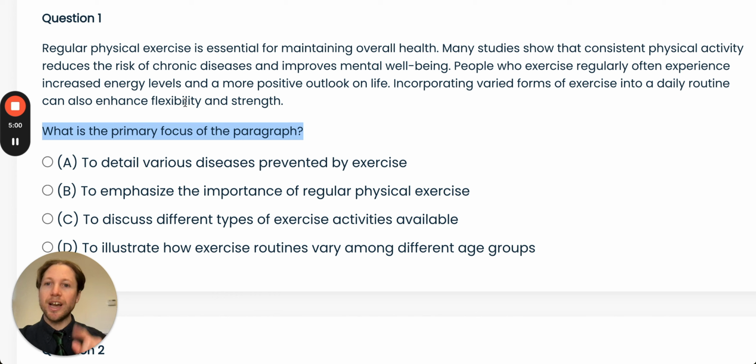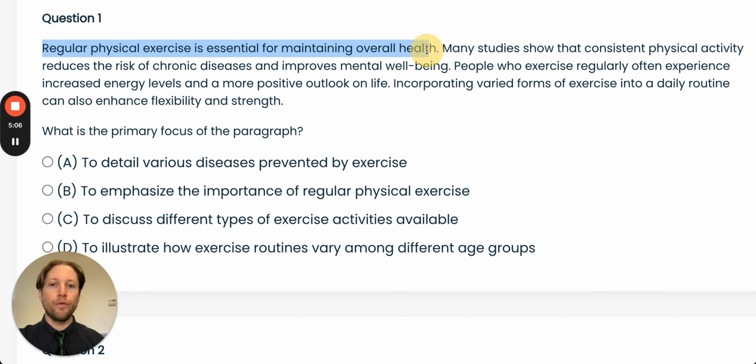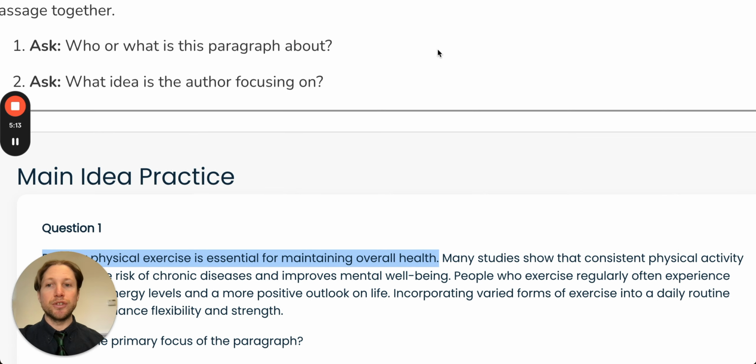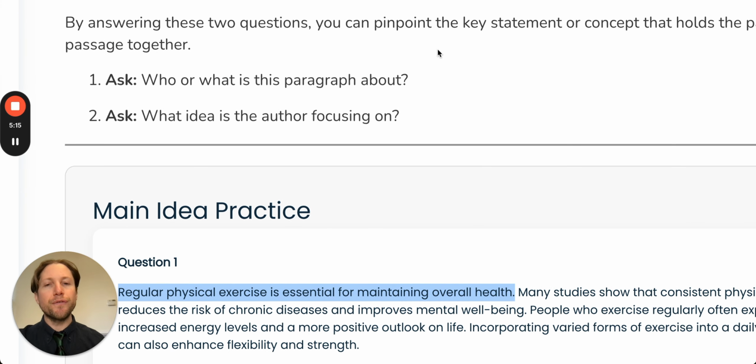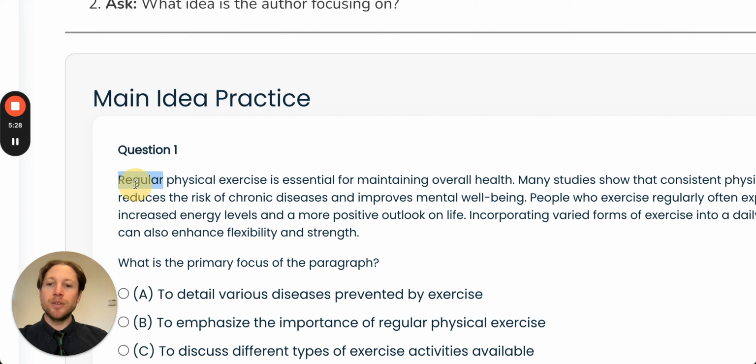So again, first, I'm going to look at the first sentence. Regular physical exercise is essential for maintaining overall health. That to me feels like a main idea. But if I go back up to the two questions, I can confirm whether or not that is the main idea. The first one reads, who or what is this paragraph about? Remember, this paragraph isn't about who, but instead what. So what is it about? It's about regular physical exercise.